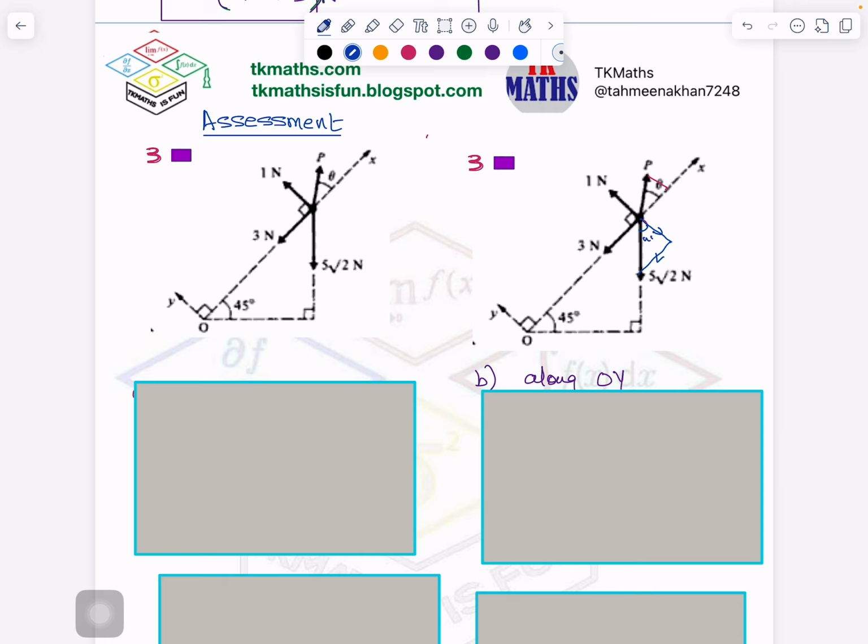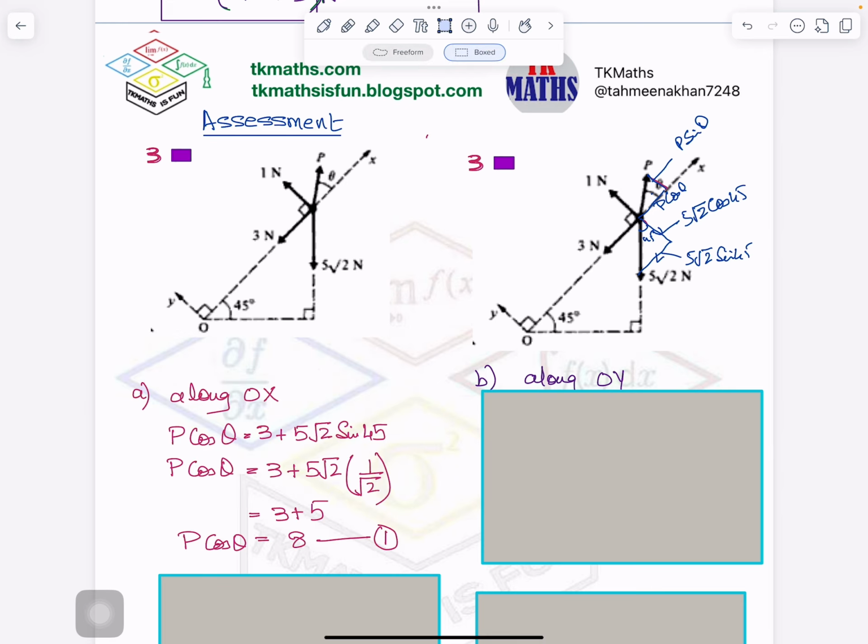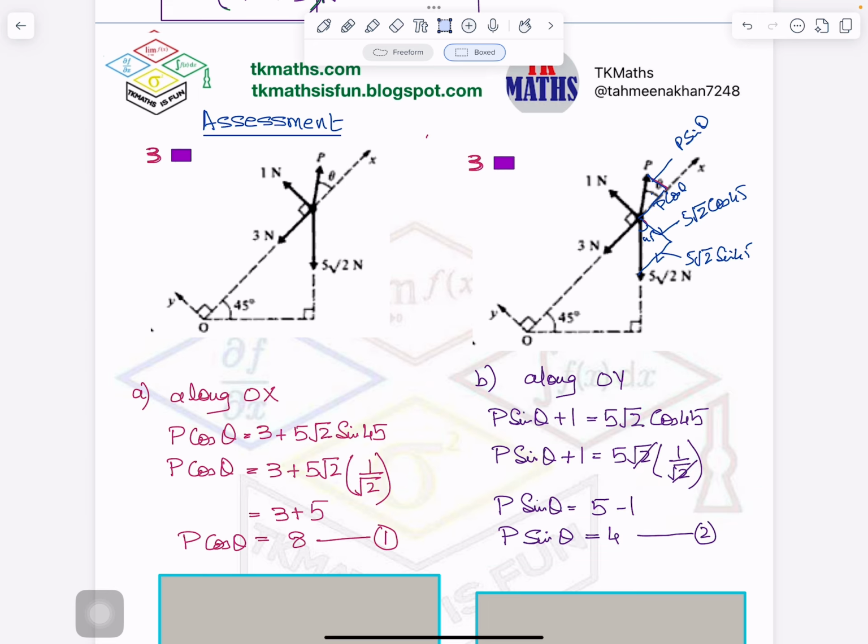This angle will be 45. So this will be 5 root 2 cos 45. This will be 5 root 2 sine 45. And this is P and this is angle theta. So this is P sine theta. This is P cos theta. Right? And now you can see how I've solved. So along OX, I have resolved the forces. This is your assessment. You can mark yourself one mark for every step.